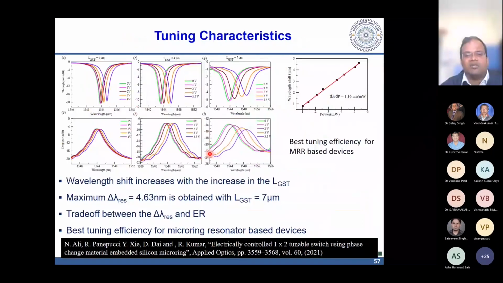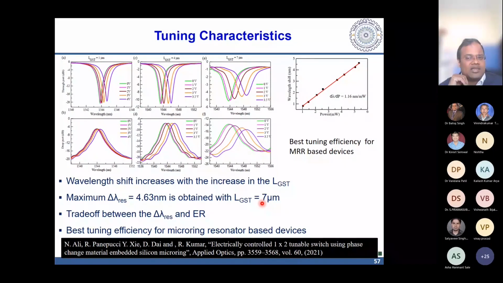We have taken different lengths of GST, and in all cases you can see the wavelength is shifting as we are applying the voltage. The maximum resonance wavelength shift we have found is around 4.63 nanometer, and the maximum length for this is around 7 micron. So we see a trade-off between the resonance wavelength and the extinction ratio.